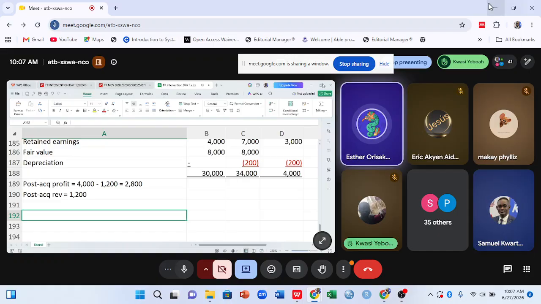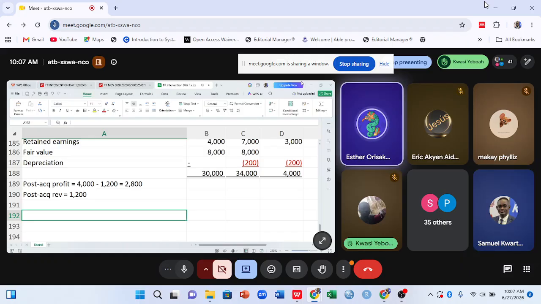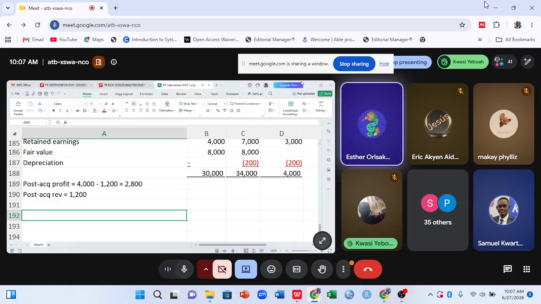If we subtract the profit after acquisition, would you rather be getting 3,000, or what's the profit after acquisition? The 4,000? No, 4,000 is for the year. After acquisition, you have to multiply by 9/12 to get the post-acquisition profit. Yes.